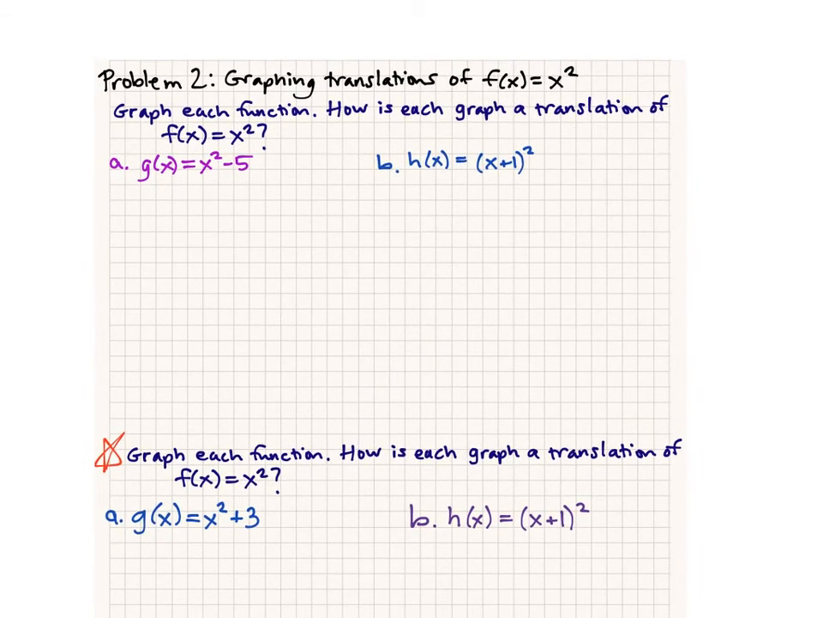Okay, so graphing translations of x squared. How do you graph each function? And how does each graph a translation of x squared? Well, here again, we'll do the table. So I'll press pause and write tables for these so you guys don't have to sit through me doing them.